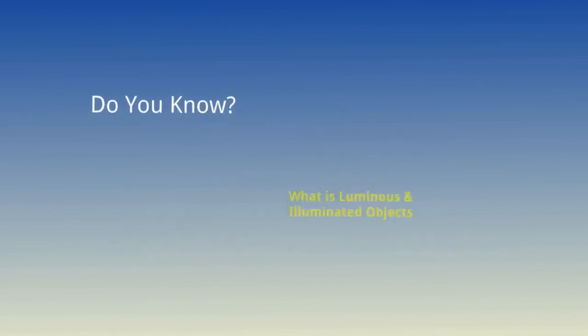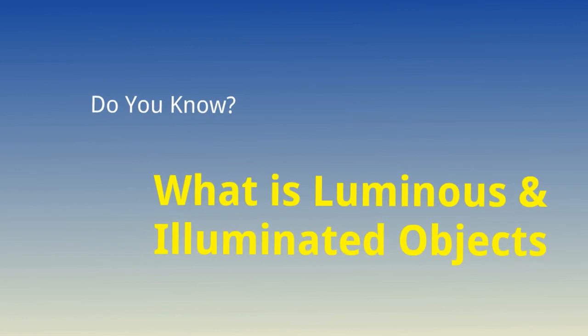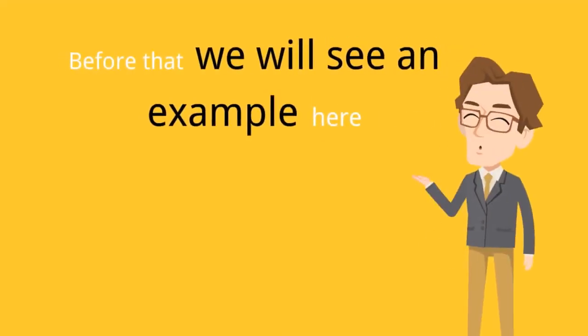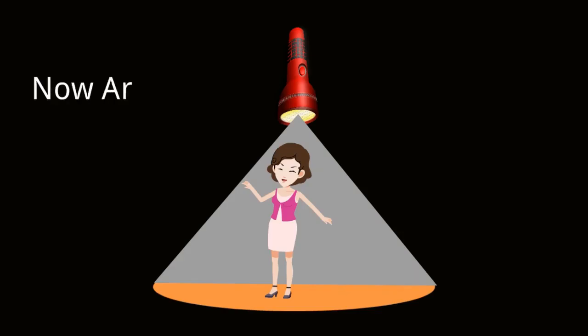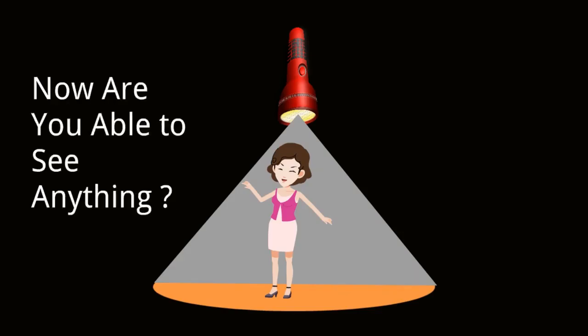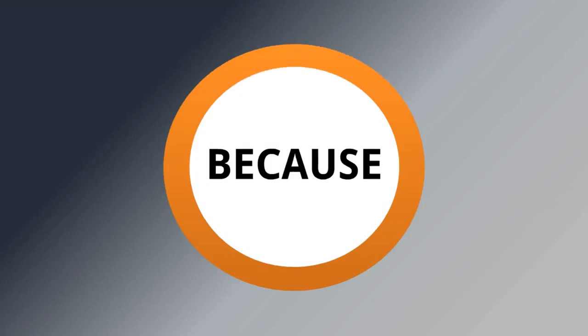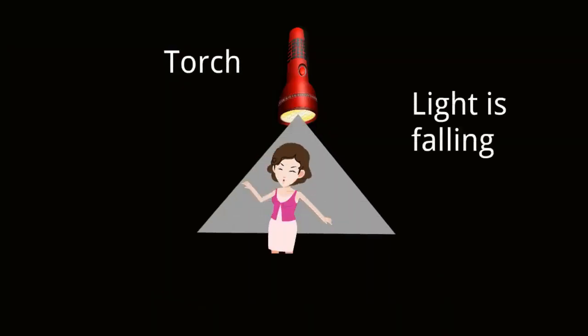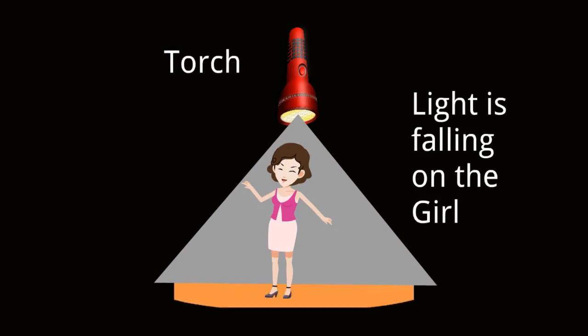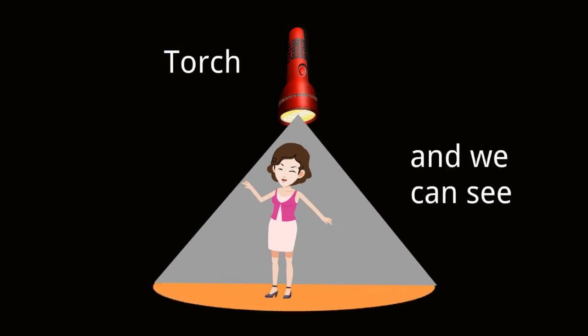Do you know what luminous and illuminated objects are? Before that, we will see an example here. This is a very dark space. Are you able to see anything here? No. Now are you able to see anything? Yes, because there is a torch light and light from the torch is falling on a girl and we are able to see the girl.